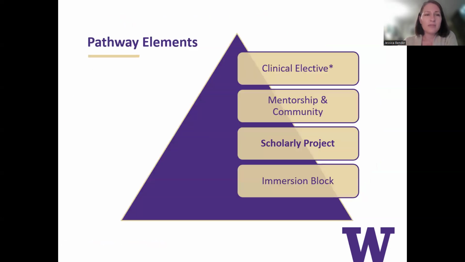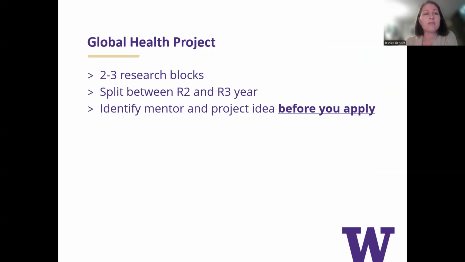Okay, so let's move on to the next pathway element, which is the scholarly project. You will have 2 or 3 research blocks, depending on if you do a clinical global health elective. These will be split between your second and third years. Key here, you need to identify a mentor and a project idea before you apply for the pathway. We'll talk about that more at the end and how you can do that.